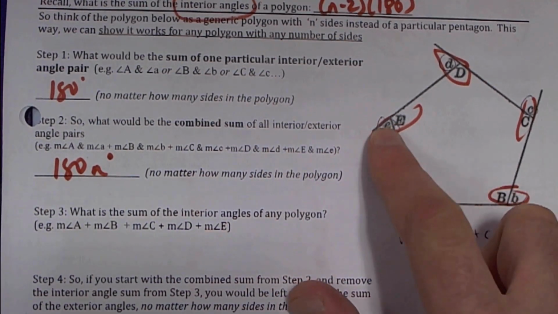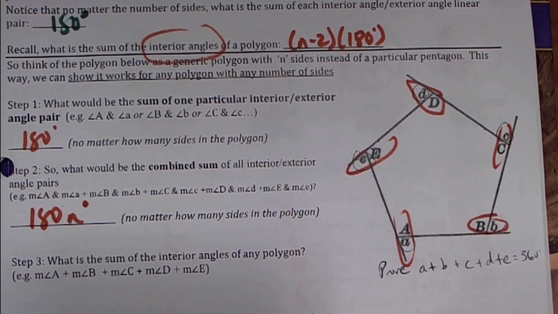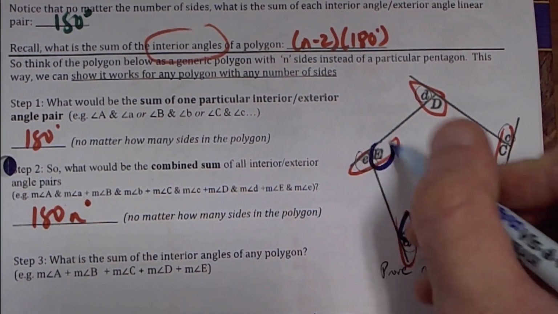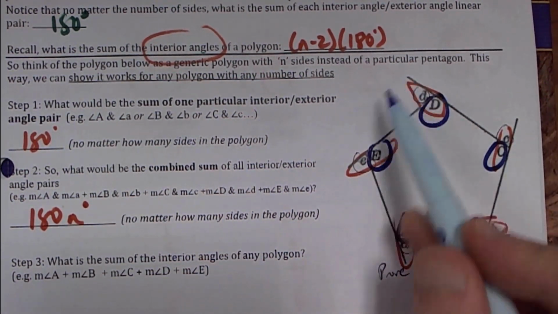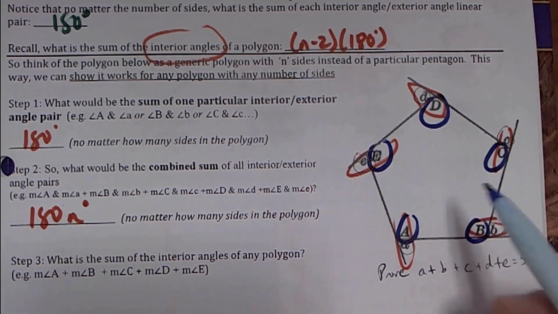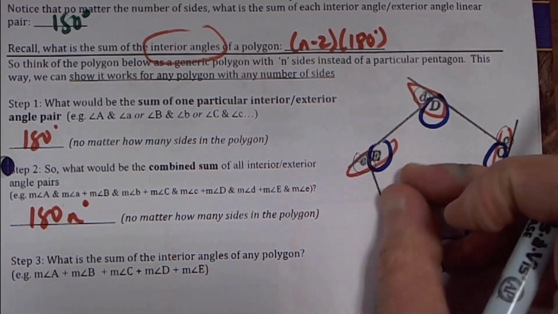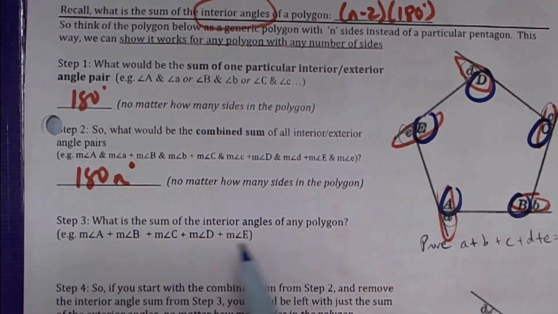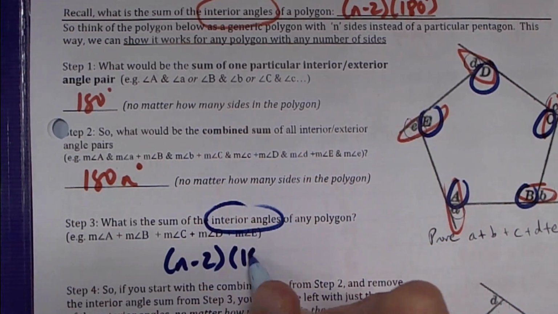Now, notice that this is the sum of all interior and exterior angles. But basically, what I want to do is remove the interior angles, right? If I subtract out the interior angles, then all I'm left with is the exterior, which is what I want. So let's remind ourselves, how do I get the sum of the interior angles, the stuff I want to subtract out? Remember that rule was n minus 2 times 180.